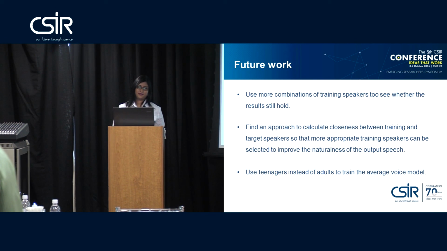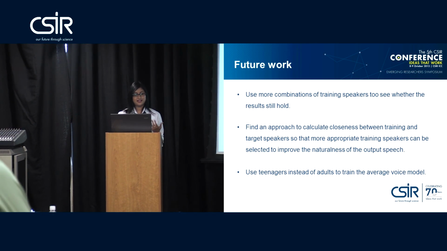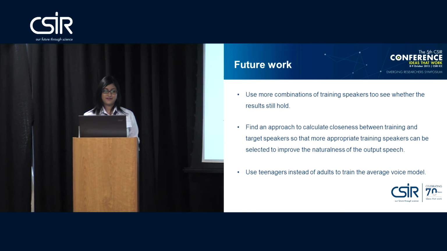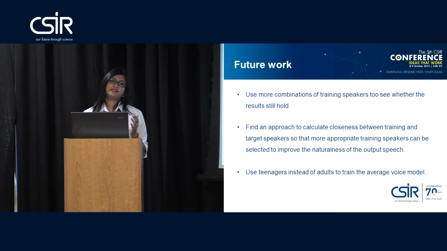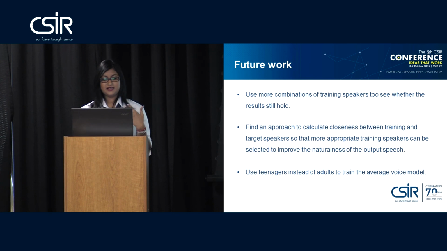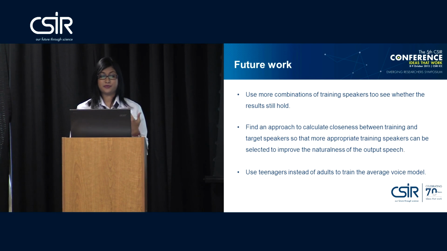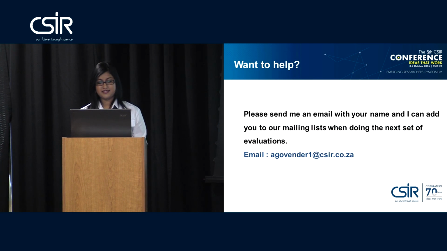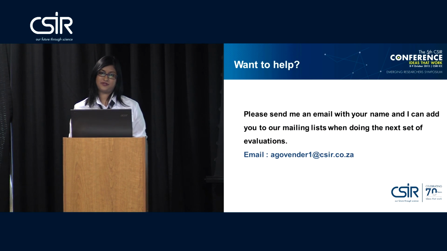And for future work, we would like to explore more combinations of training speakers to see whether these results still hold. And also we would like to find an approach that is able to calculate the closeness between our training and our target speakers. Because our hypothesis is that if our training speakers are closer to our target speaker, then the naturalness will be improved. So our next work could possibly be to use teenagers as our initial model instead of adults and try to train that and adapt it to child speech.